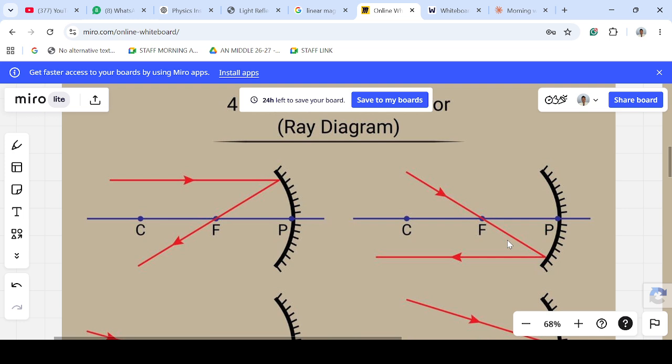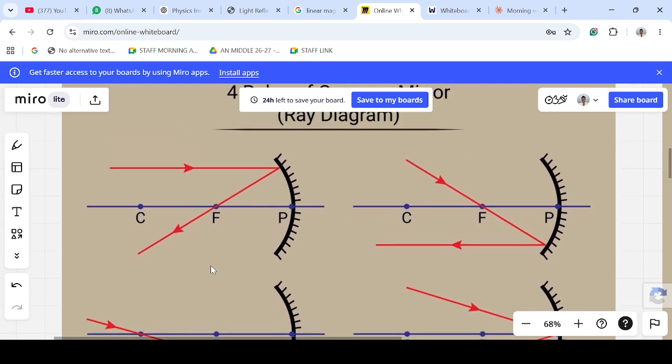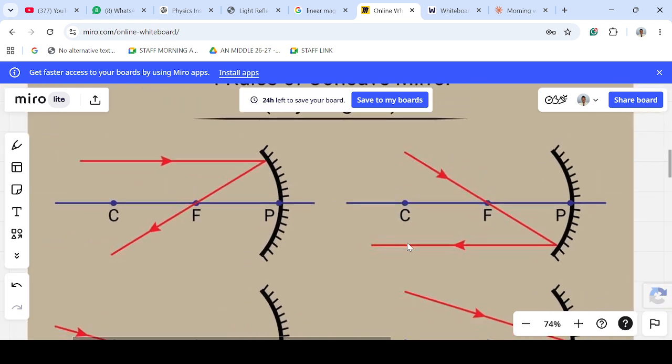So the first ray: the blue line is your principal axis. When a ray of light is parallel to the principal axis, after reflection it will pass through the focus. Same scenario in reverse: if an incident ray of light is passing through the focus, after reflection it becomes parallel to the principal axis.